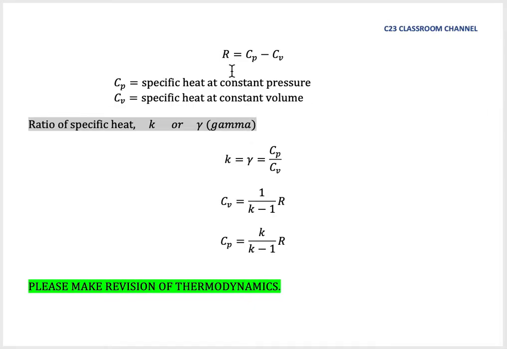And then for the specific gas constant, R can be determined as Cp minus Cv, where Cp is the specific heat at constant pressure and Cv is the specific heat at constant volume. And the specific heat ratio K, sometimes written as gamma, can be calculated using this equation, Cp over Cv, where Cv is 1 over K minus 1 times R, and Cp is equal to K over K minus 1 times R. So I just give you a few equations for calculating gas here, and please make a revision of thermodynamics by yourself.